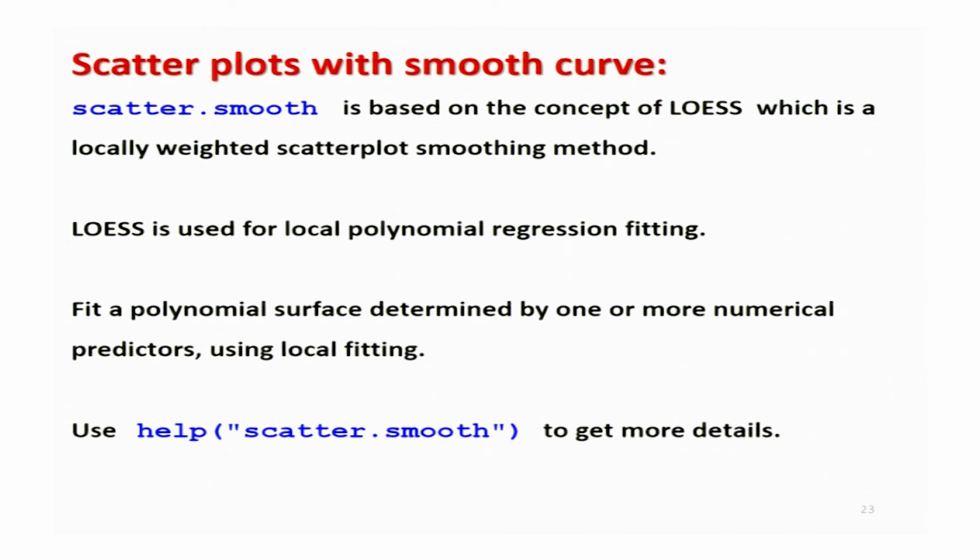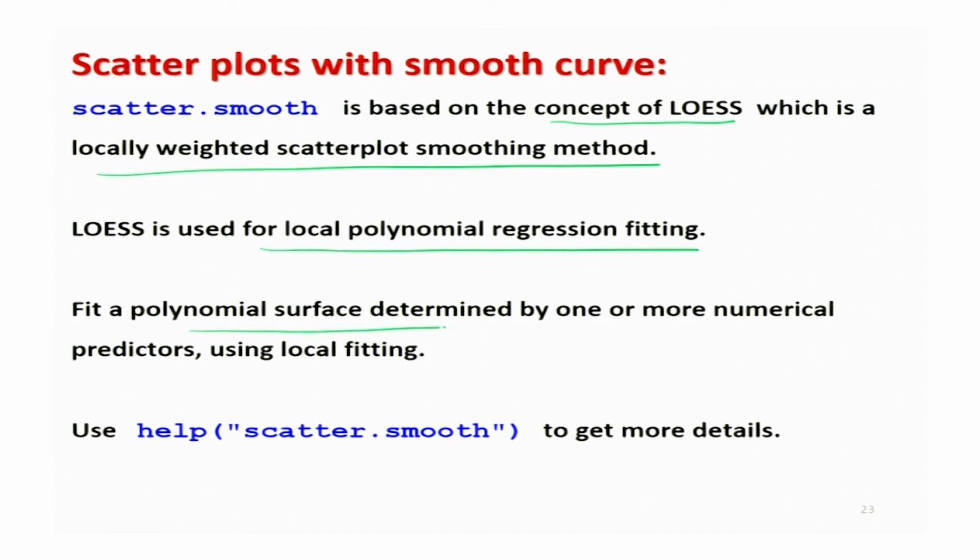Just for your information, this is based on the concept of LOESS, which is a locally weighted scatter plot smoothing method, and it is used for local polynomial regression fitting, and it fits a polynomial surface determined by one or more numerical predictors using local fitting. Well, I'm not going into these details. These are the things which we study in statistics, right. But we are simply using it here.